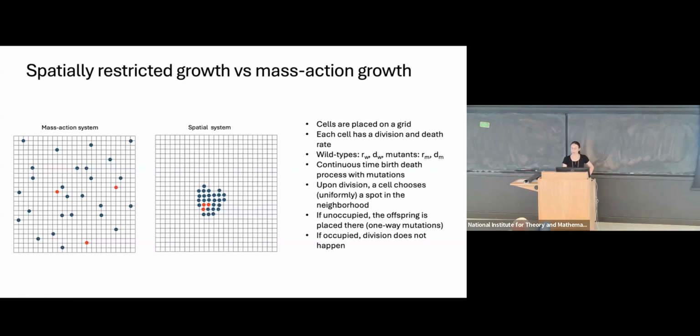Upon division, a cell chooses uniformly any neighborhood cell. Like, for example, if it's nearest neighbors, it's going to be the 8 nearest cells. Pick one at random, and if that's occupied, you don't do anything. But if it's free, you put your offspring there. And also you have a probability to die yourself. So this is the process. It's a natural, not constant population size process.